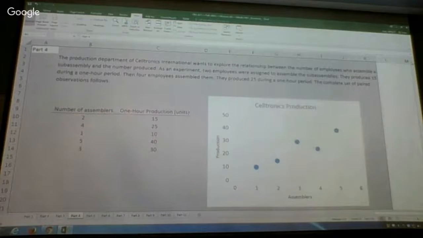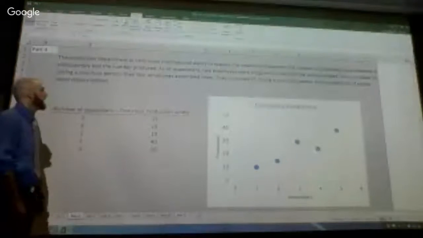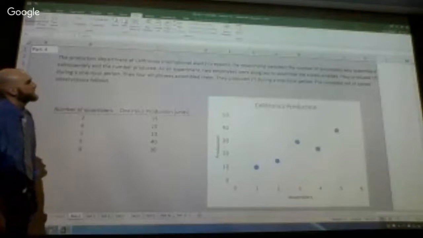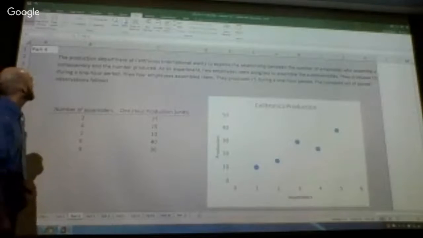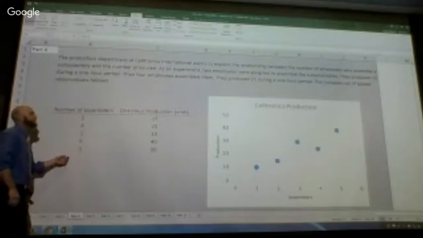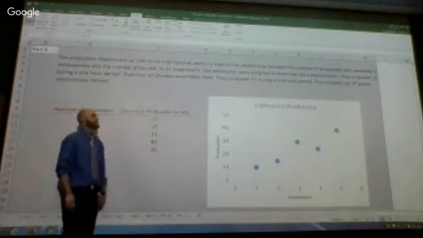The production department of Celltronics International wants to explore the relationship between the number of employees who assemble a subassembly and the number produced. As an experiment, 2 employees were assigned to assemble subassemblies. They produced 15 during a 1-hour period, and so on. Number of assemblers, number of units produced in an hour.